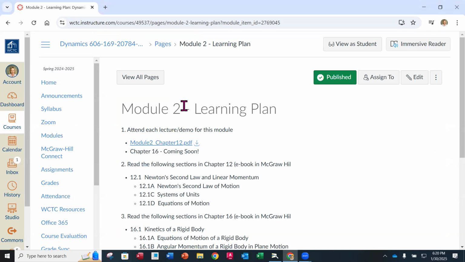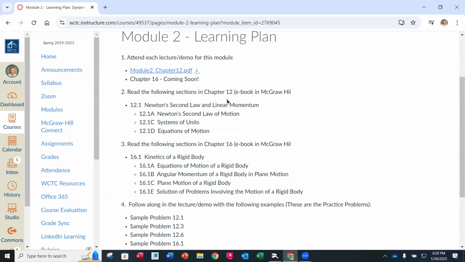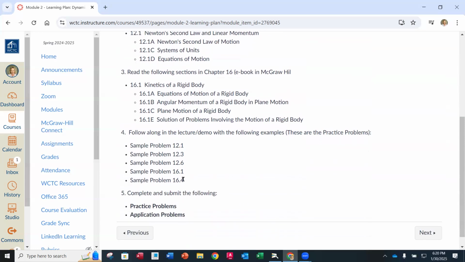So tonight we're going to focus on the chapter 12 stuff. And then the next time that we get together, we'll be moving on and looking at the balance of this module. And we're going to be doing chapter 16. As we go down here, I have referenced the sections in the textbook that we'll be using. And then also the sample problems that we'll be going over, which will be your practice problems that you'll be handing in. And as you know, there's 2 parts to every module.